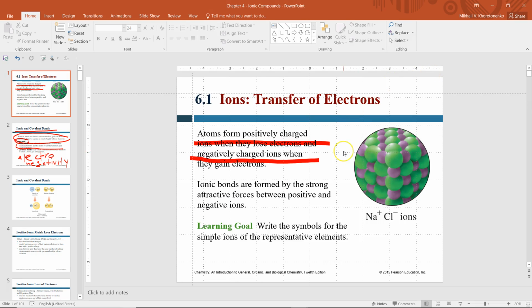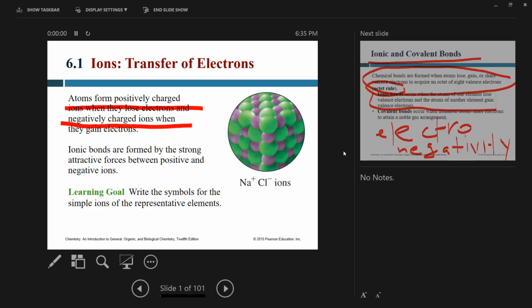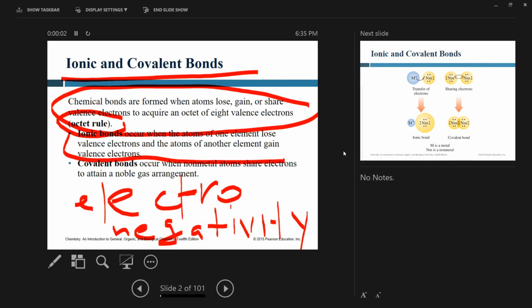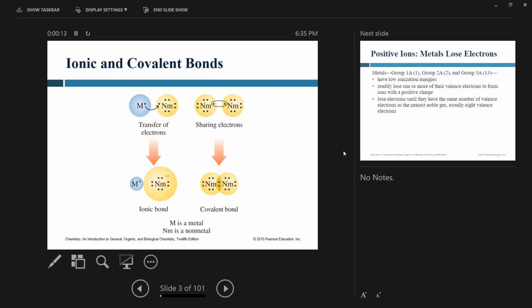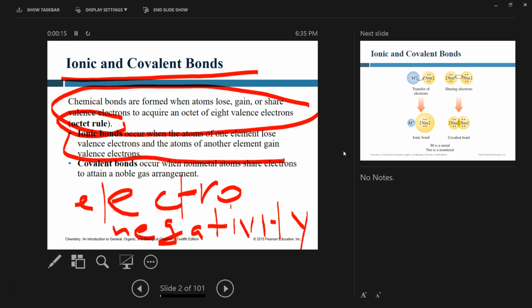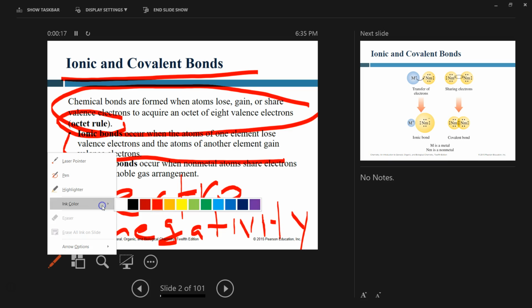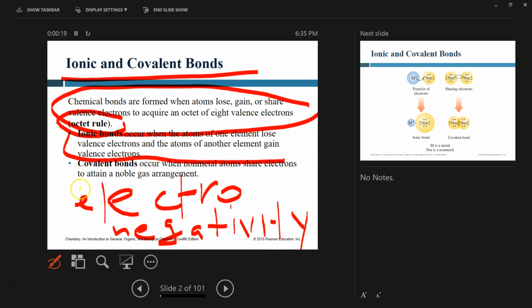Now let's go back to this one. Did we figure out the ionic bond? So ionic bond is essentially an electrostatic bond, an attractive bond, that is formed between two ions when one atom loses the electron and another atom gains it. Does that make sense?